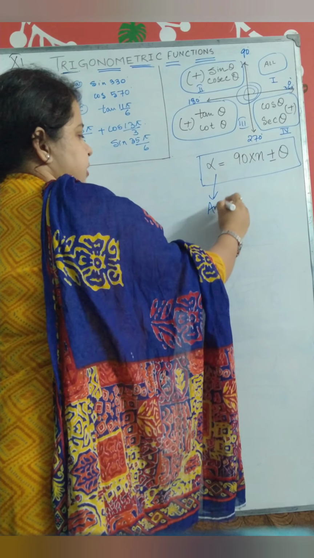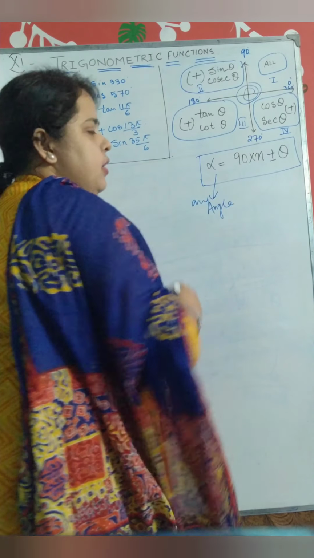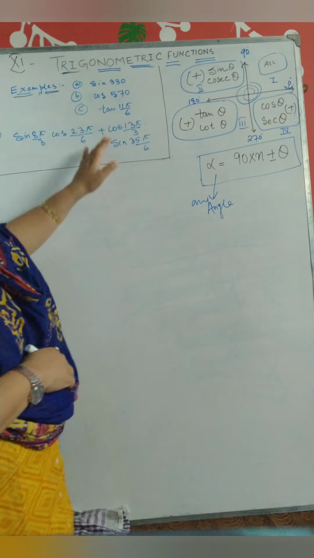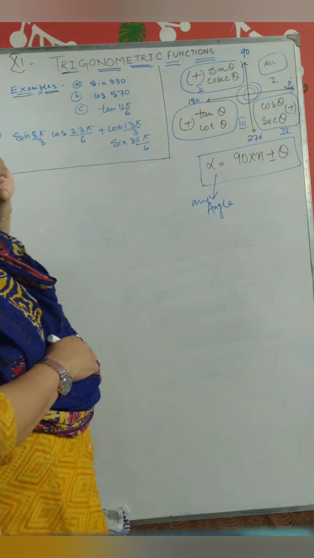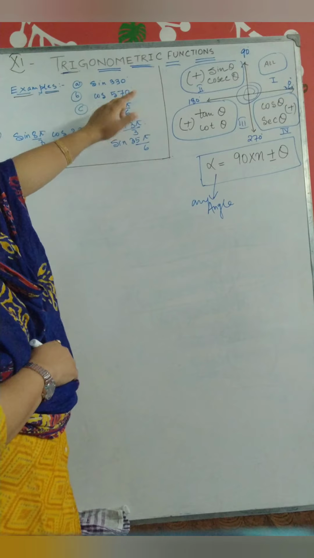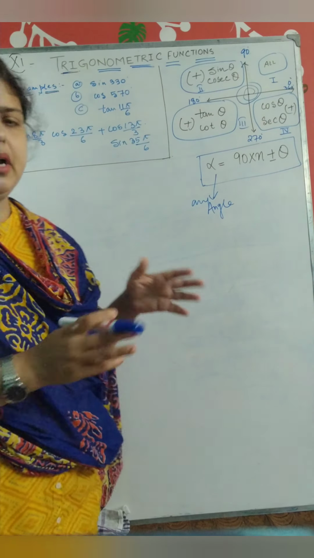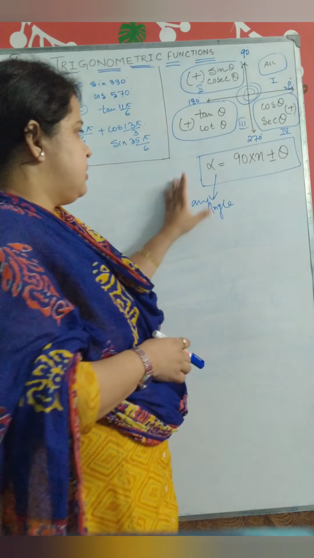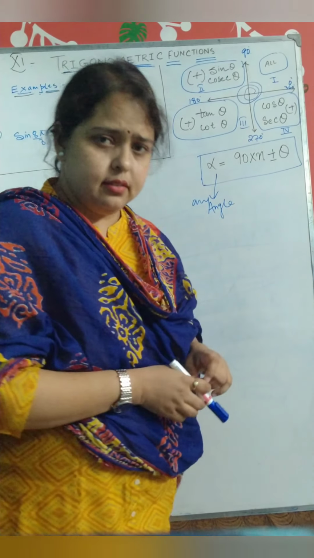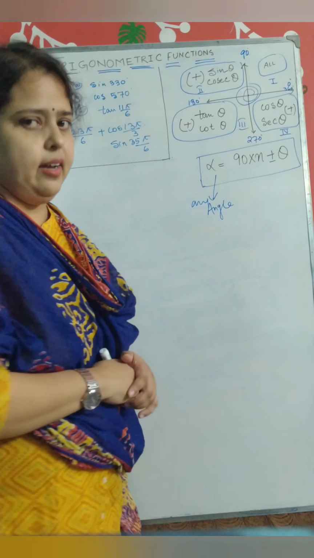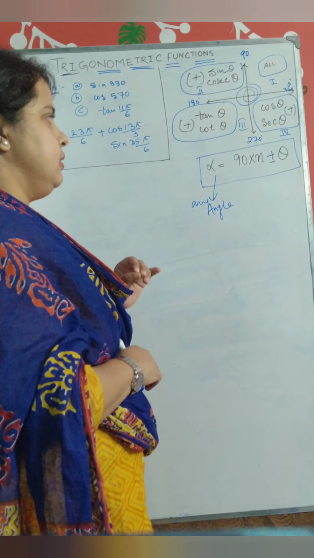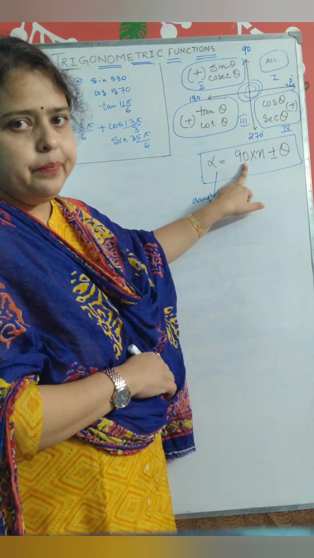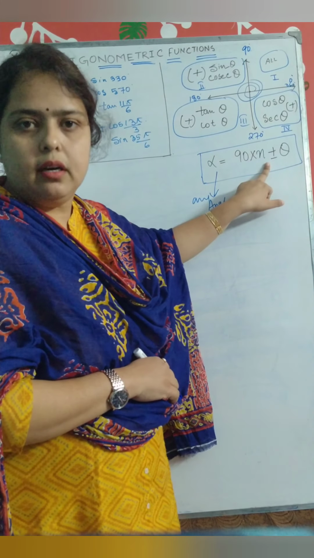So what is this alpha? You are given any angle. I have taken certain examples also, as you can see in this left hand part of the board: 330, 570, 11 pi by 6, and so on. It can be any angle. Correct. So any such angle can be written as a multiple of 90 degree plus or minus theta.